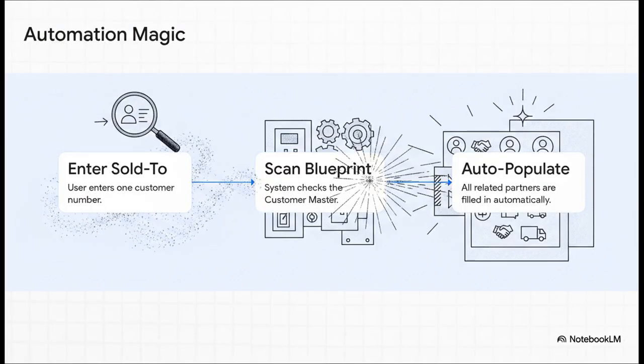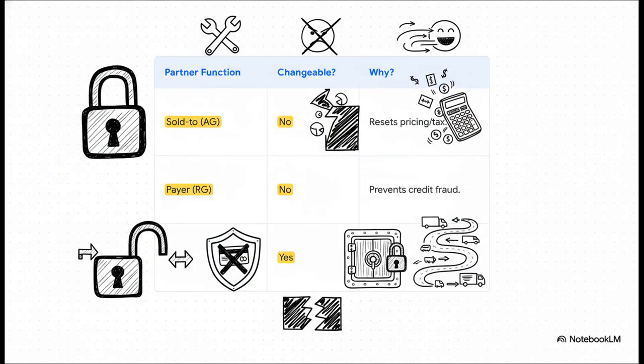And here is the real payoff for all that careful setup. When you design this correctly, your user only has to enter one thing, the sold to party. That's it. The system then instantly scans that blueprint we built and boom, like magic, it fills in all the other partners automatically. This isn't just faster, it's a game changer for preventing errors before they even have a chance to happen.